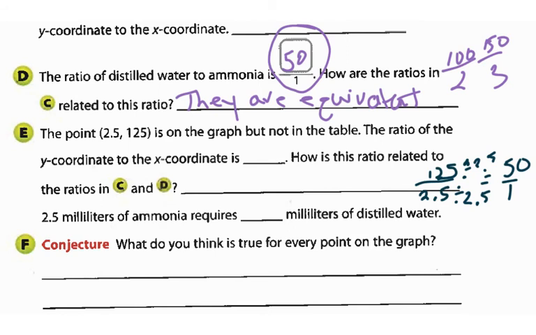So how are those ratios related? They're also equivalent. And you guys know I might spell that wrong. Whoopsies if I do. So they're also equivalent, and that ratio, again, is 125 over 2.5. Okay? And then it says 2.5 milliliters of ammonia requires how many milliliters of distilled water? Well, 125, because we just had that ratio. And then it says, what do you think is true for every point on the graph?